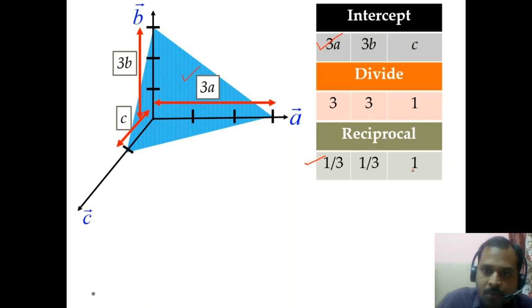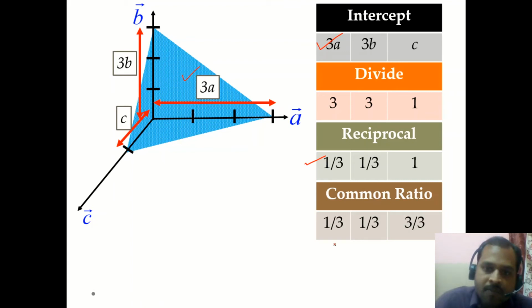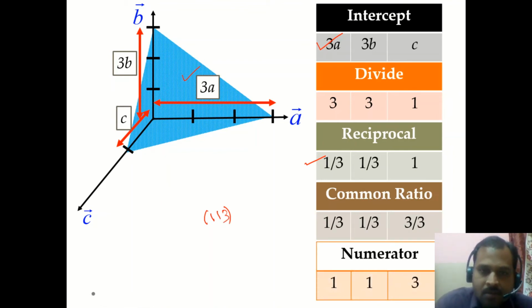So here, to bring in the number 3 in the denominator, you have to write it as 3 by 3. So we can write it in terms of the common ratio, that is 1 by 3, 1 by 3 and 3 by 3. Now if I put the numerators, that is 1, 1, 3 in the bracket like this, then this is called the Miller indices of this particular plane. So for this particular plane, the Miller indices are 1, 1 and 3.